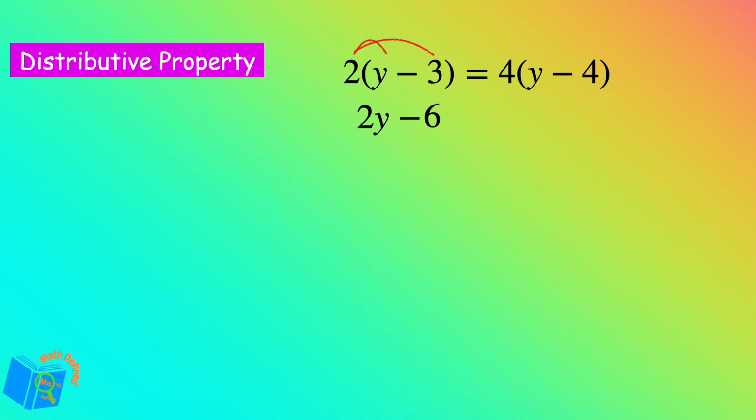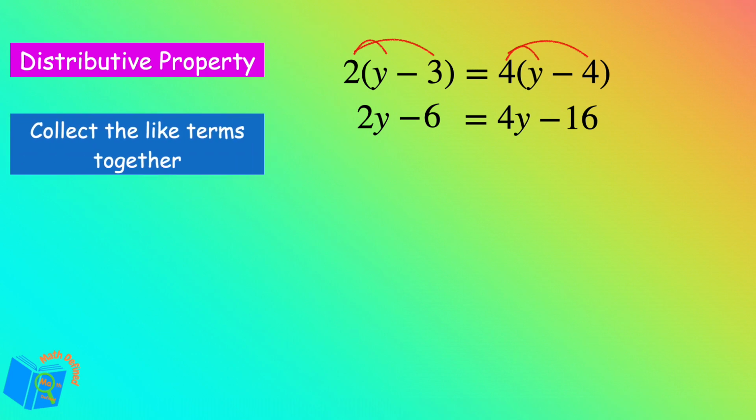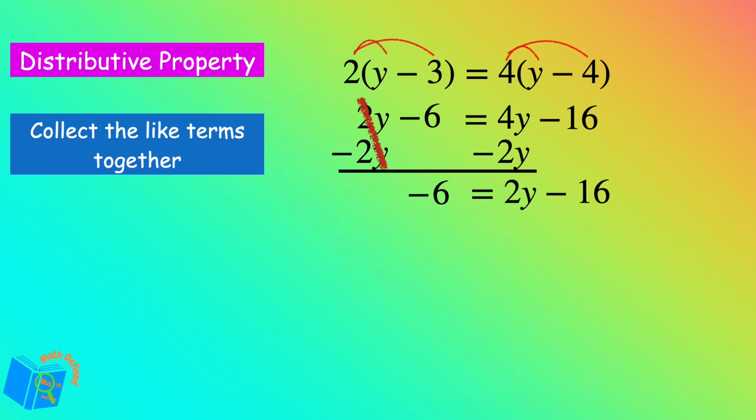On the right side here, I have positive 4 times positive y to get positive 4y. And 4 times negative 4 is negative 16. Next, I'm ready to collect the like terms together. I'll start by removing the positive 2y on the left side of this equation by subtracting 2y on both sides. Back on the left side, the positive 2y and negative 2y cancel each other out, leaving the negative 6. And on the right side, 4y minus 2y is positive 2y, and I'll bring down the minus 16.